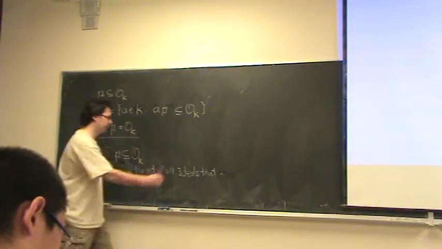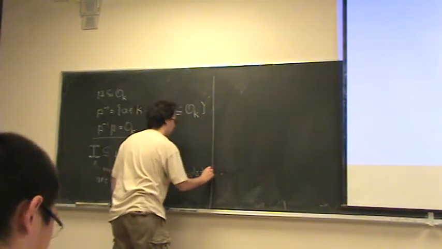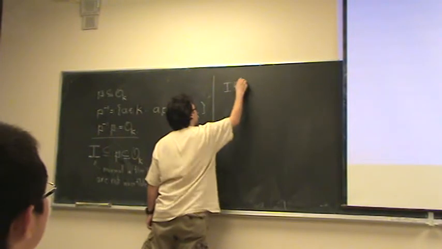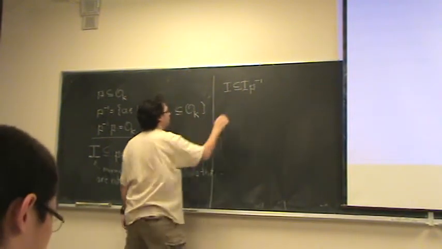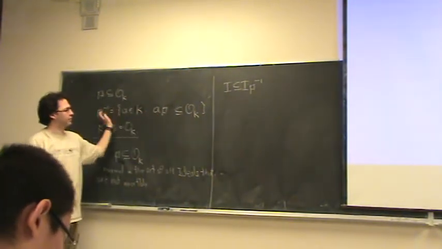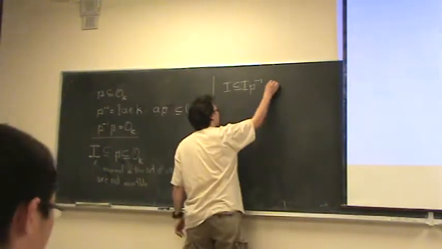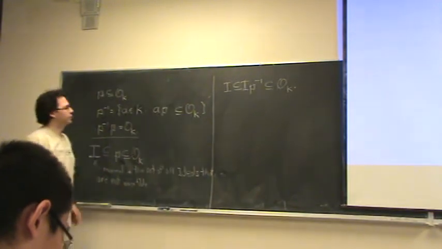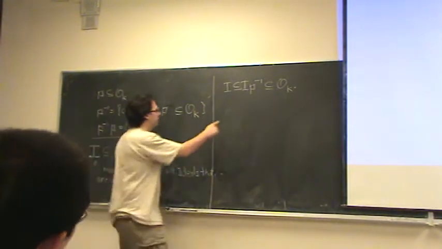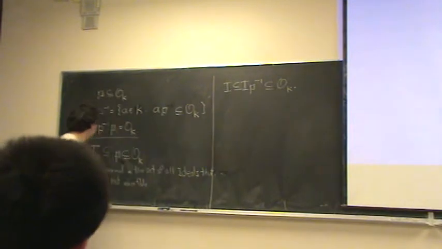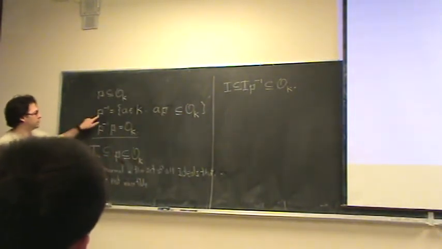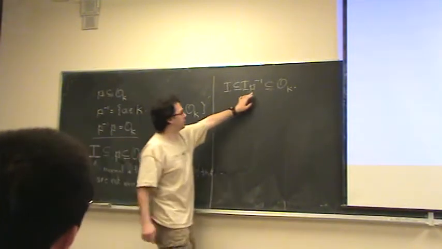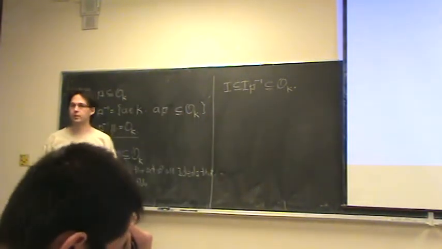So now let's consider I, which is contained in I times P inverse. This is just because P inverse clearly contains OK in the definition. And then this is actually contained in OK. So you have that chain of inclusions. The last one is because this I is contained in P, and when you multiply P times P inverse, the result is contained in OK. So certainly, I times P inverse is going to be in OK, since I is a subset of P.